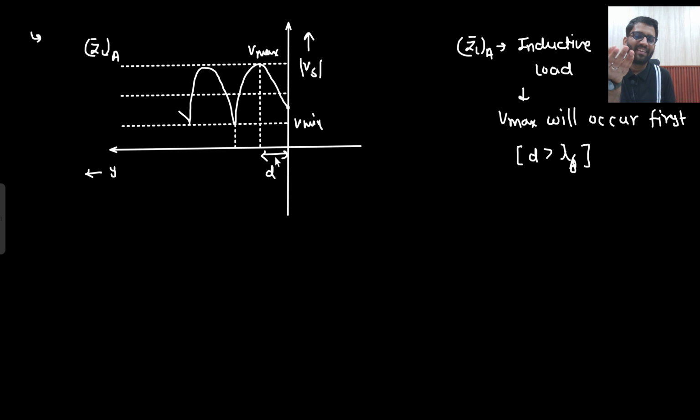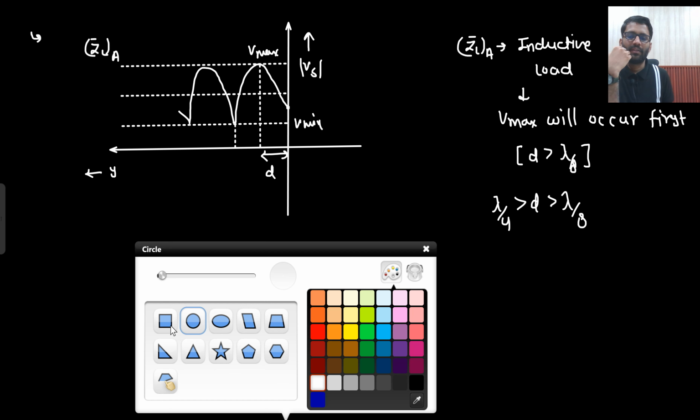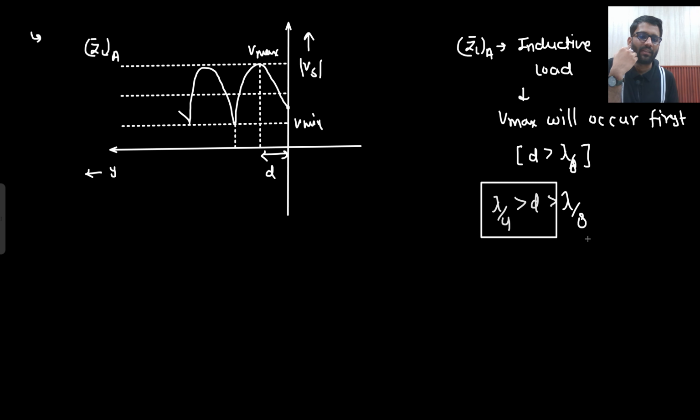In the diagram it feels like d is greater than lambda by 4, but certainly d cannot be greater than lambda by 4. d has to be less than lambda by 4. So I will write that d is certainly less than lambda by 4 and certainly greater than lambda by 8, right? So this kind of relation they can ask in the examination.